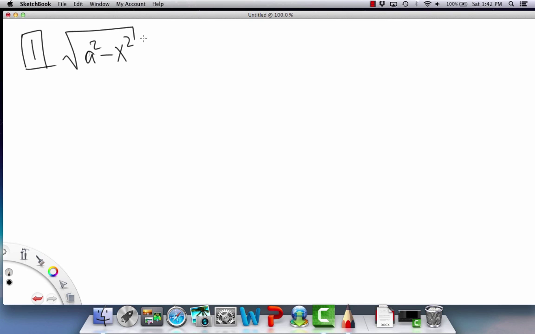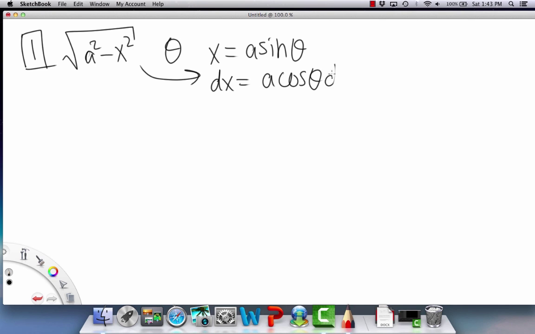In this case, we're going to be doing something like a type of u substitution, except now we're going to be using theta, the Greek letter theta. It's kind of like a transformation in a way. So our x is going to equal a sine theta. Our dx is just the first derivative of this, so it's a cosine theta d theta. And our square root of a squared minus x squared is going to equal a cosine theta.